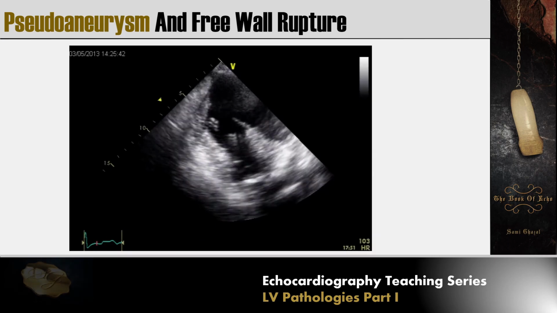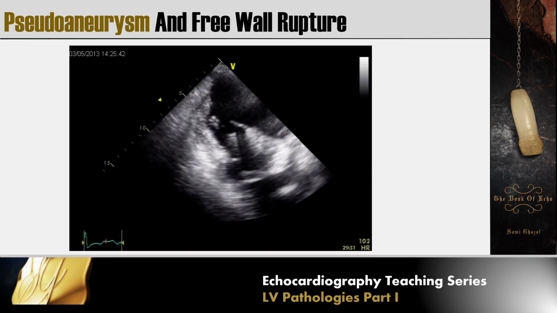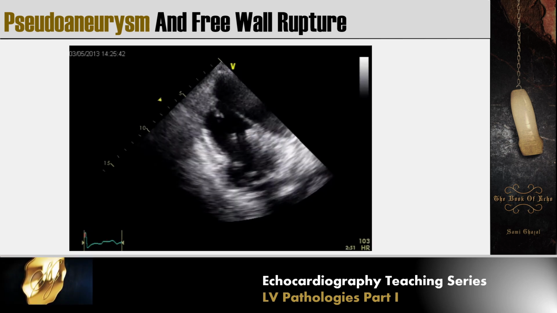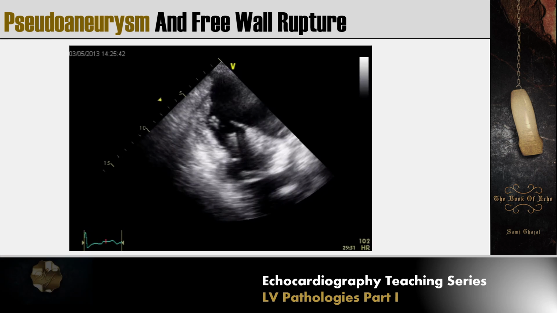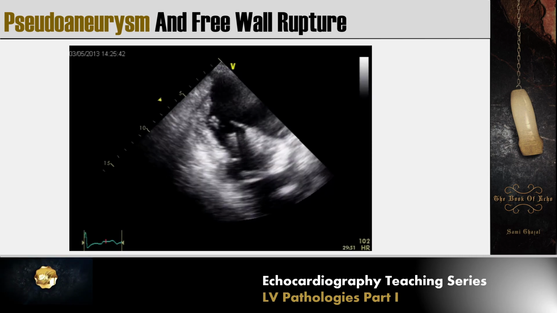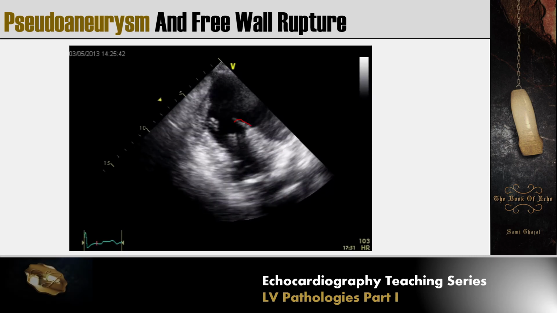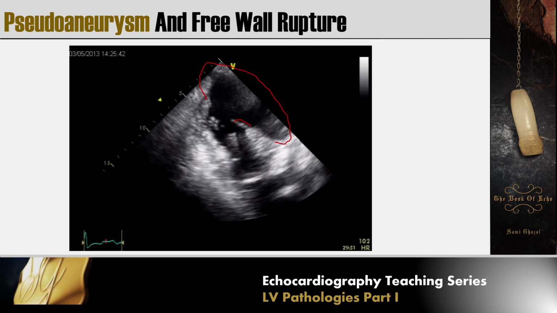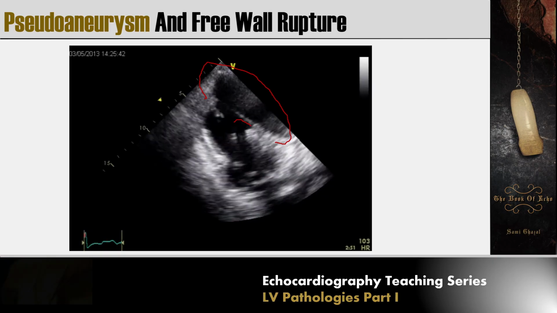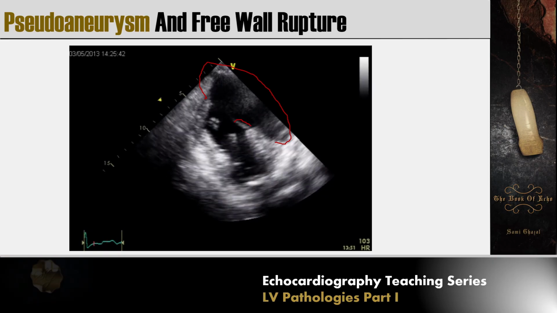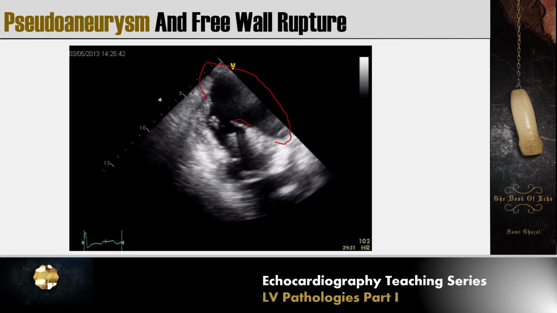Now, free wall rupture or pseudoaneurysm is a serious complication. Despite it is rare, it is very serious. Now, it's a rupture. If it is contained, like this one, it is contained here by epicardium, then it is a pseudoaneurysm. You will think it is an aneurysm, but actually no, it is not an aneurysm, it's a pseudoaneurysm.